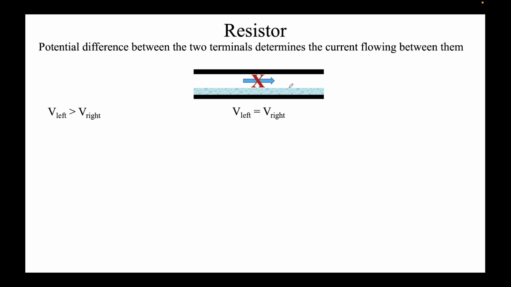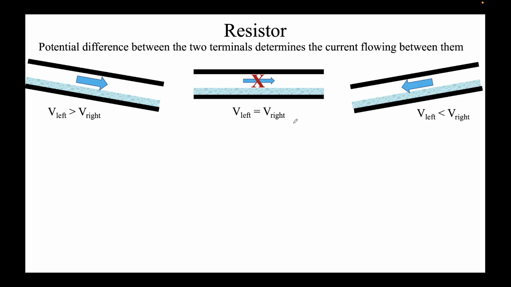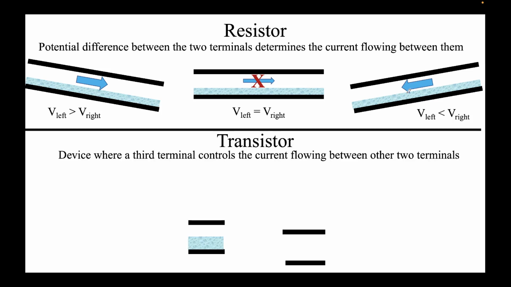However, if you tilt it in such a fashion that the potential on the left is higher, that is, it is raised high, the water will start to flow from left to right. Similarly, if you tilt the pipe in the opposite direction, that is, the right terminal is the higher potential, the water will flow from right to left. Similarly, a similar case for current.